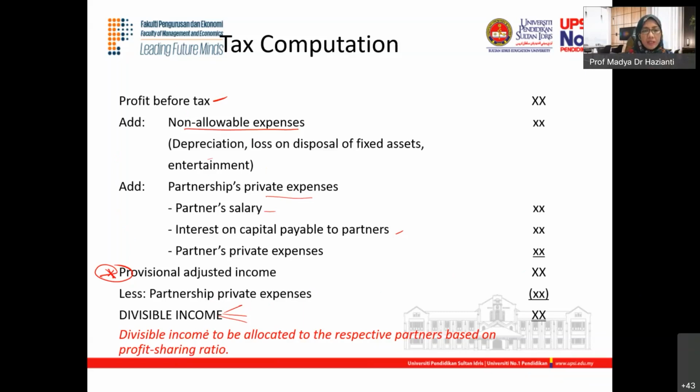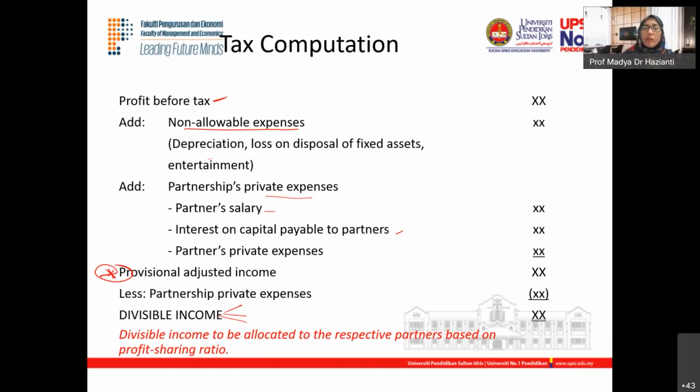And how do we divide divisible income to be allocated to the respective partners based on profit sharing ratio? Let's say partner ada 2 je. They share ratio 50-50. Senanglah bahagi 2 terus. Kalau ada 3, they share equally, one-third, bahagi 3 terus.